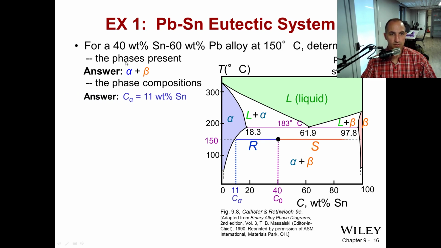Now, second question. What are the compositions of each of the phases? Let's draw that isotherm to where it intercepts the alpha and then drop down to the composition. There we have 11% tin in the alpha, and you have 99% tin in the beta.